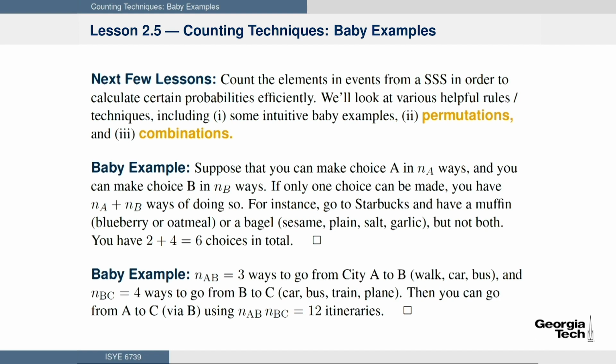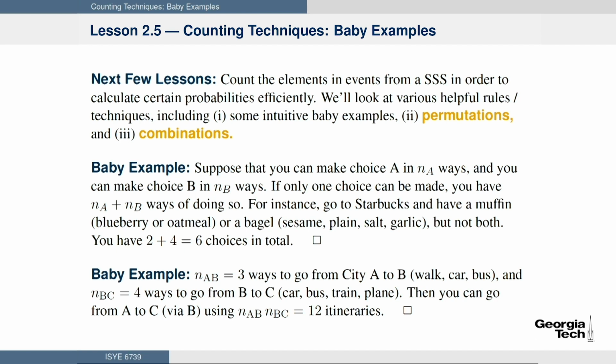Now let's look at another baby example involving what we call the multiplication rule, a little bit different. So here, let's suppose that I'm traveling from city A to city B. I can do this in n sub AB equals 3 ways. I can go by walking, by car, or by bus. So regardless of how I go from A to B, I can then go from city B to C in n sub BC equals 4 ways. I can take a car, bus, train, or plane. So it's called the multiplication rule because I can go from A to B to C using n sub AB times n sub BC equals 12 in this case, different travel itineraries.